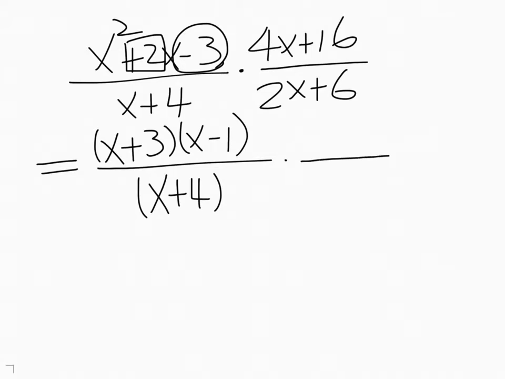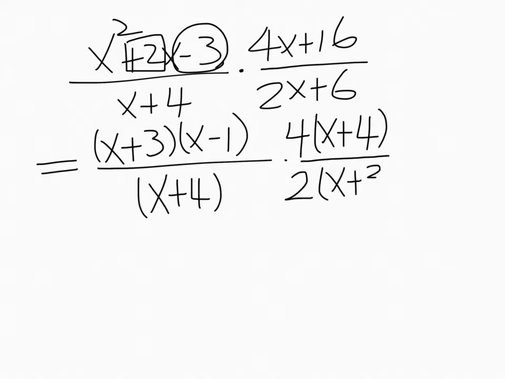For the second term, take a look. Are there any common factors between 4 and 16? Can I factor out the 4? So 4 times x is 4x, and 4 times 4 is 16. How about the denominator, 2 and 6? 2 can be factored out, followed by x plus 3. You can always check it by using the distributive property. 2 times x, I have 2x. 2 times 3, I have 6.